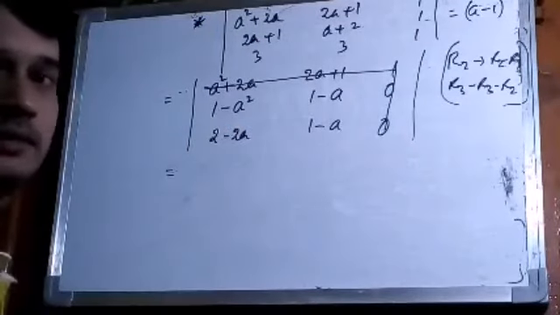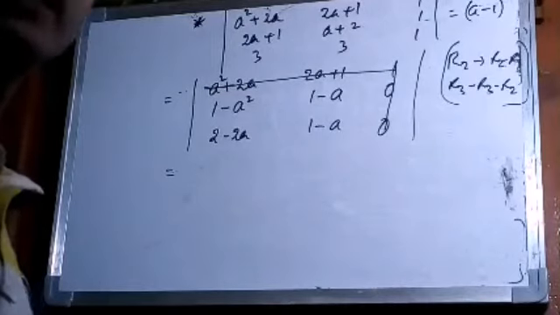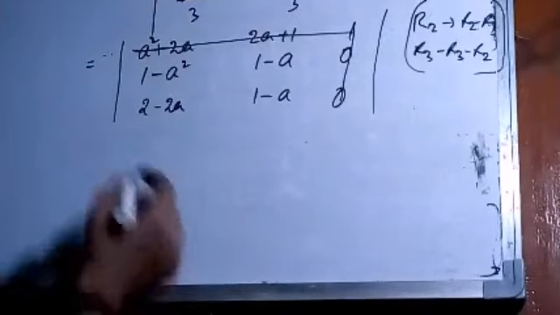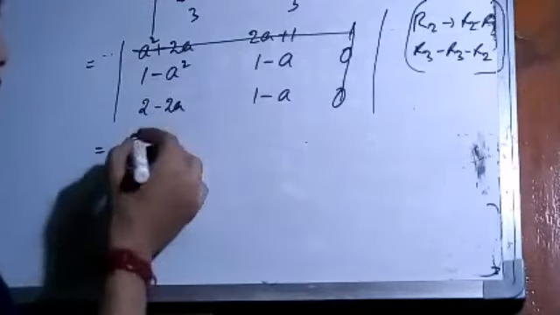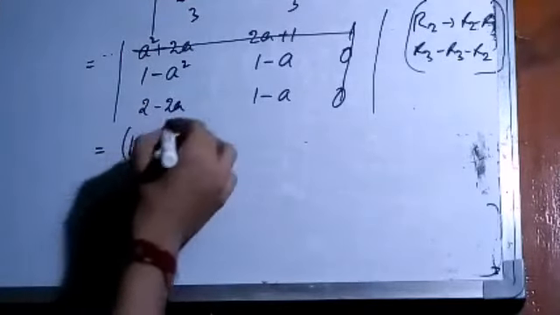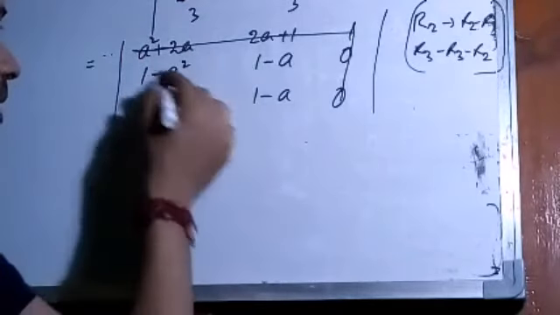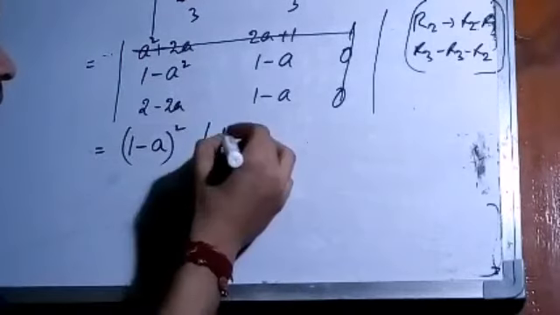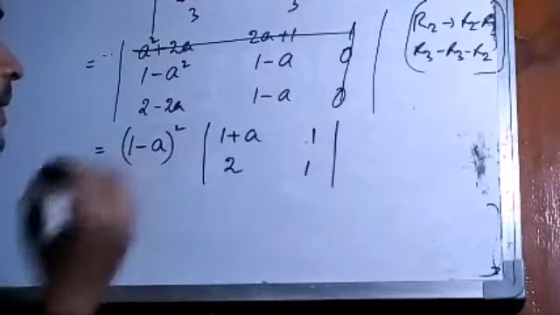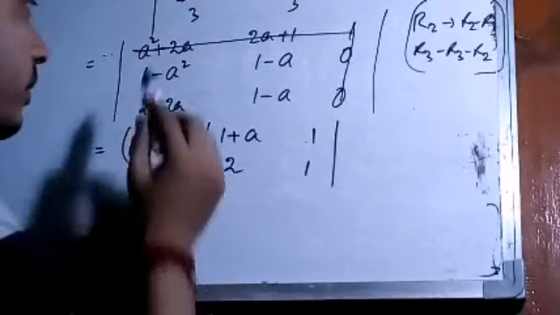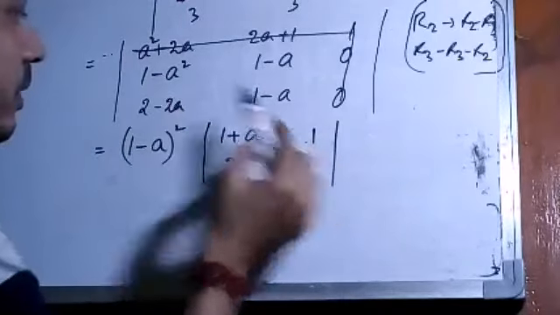Now 1 minus a square, factorizing, we have 1 minus a from R1 and 1 minus a from R2 common. So we have 1 minus a into 1 minus a, that is 1 minus a whole square common. So 1 minus a square divided by 1 minus a, we have 1 plus a here. And this is 1, this is 2, this is 1. We have taken 2, 1 minus a common, 1 from R1, 1 from R2. So we can say 1 from C1, 1 from C2.